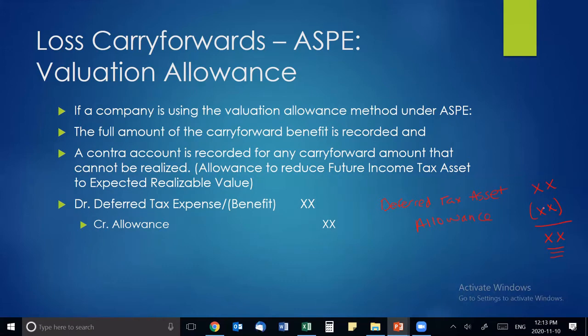So this could be the full amount, which means that this would be 0. Or it could be 50%, or it could be 70%. It's going to depend on what the question says. Okay, so we're going to look at a question like this, and also I'll show you what that looks like.